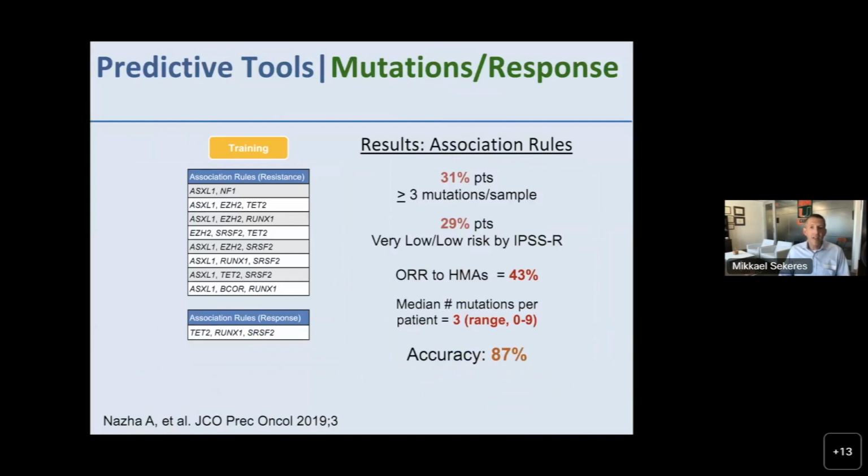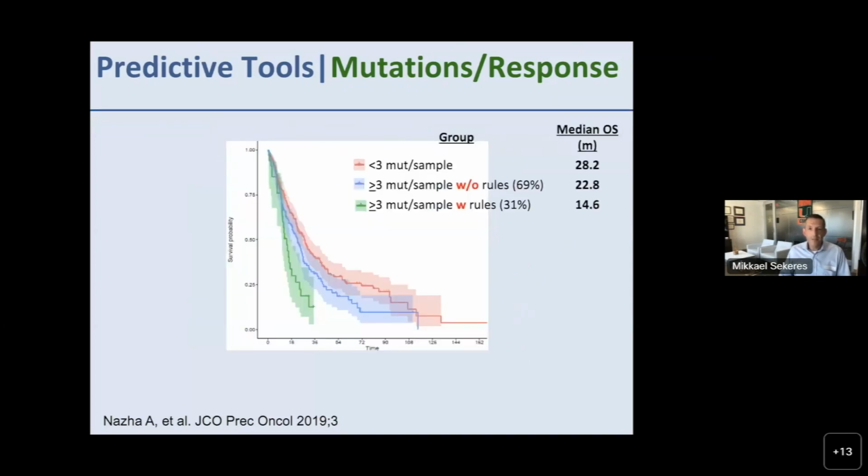What we found is that those patients who had specific combinations of mutations, like ASXL1, EZH2, and TET2, were much less likely to respond to hypomethylating agents, whereas patients who had the combination of TET2, RUNX1, and SRSF2 were much more likely to respond to hypomethylating agents. So combinations of mutations can also be used to predict response to treatment.